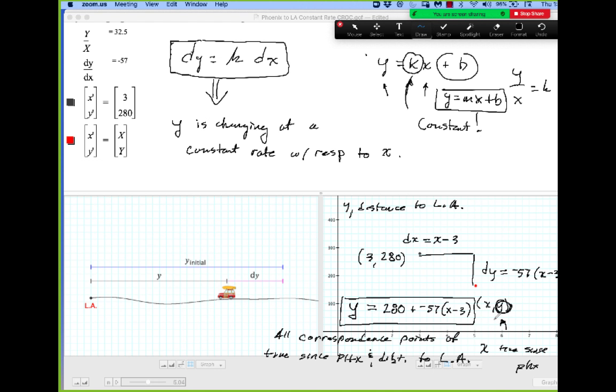Okay, what else? Y initial. Yeah, so you see y initial. So it's built on this idea of first x changes, but as x is changing, y is also changing, and then our final y.